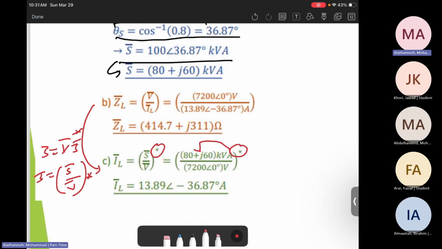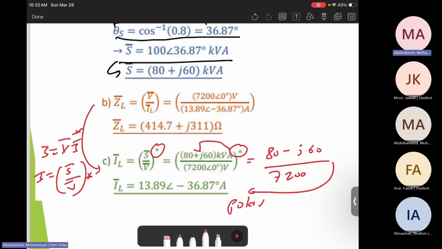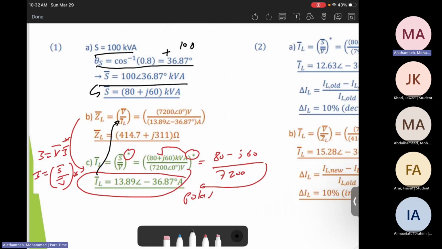Conjugate means flip the sign of the angle, so it will be 80 minus j60 divided by 7,200. Here the angle is 0, so keep it as a constant. Since the angle is 0, it will be 7,200. Then just divide it by this value and convert this to polar form. That's the current. Once we calculate the current, we can substitute it here to find the impedance.